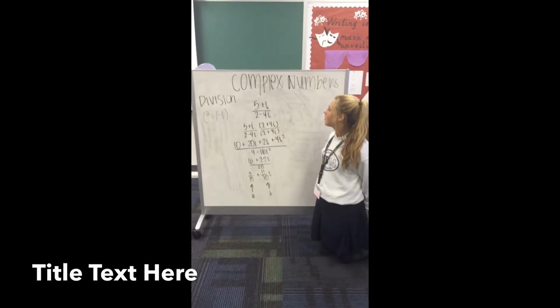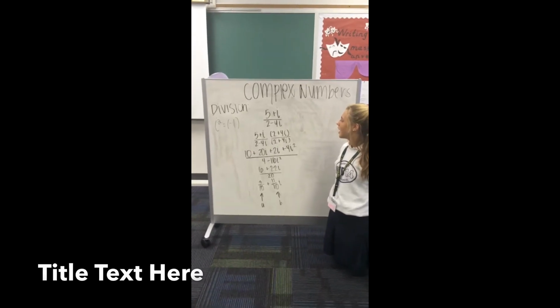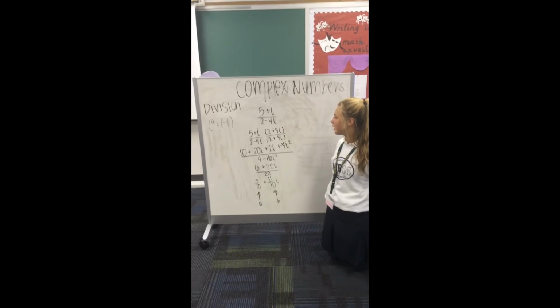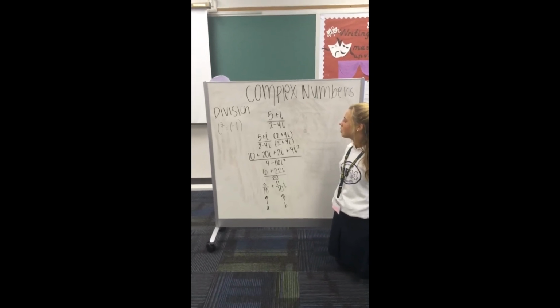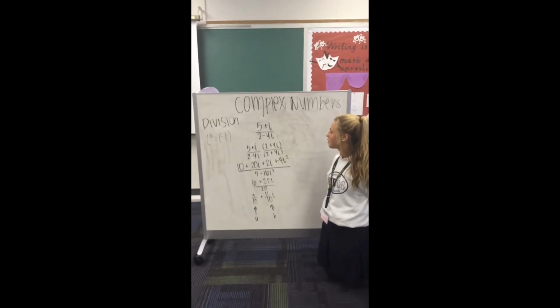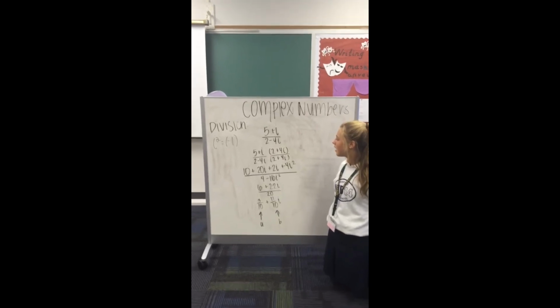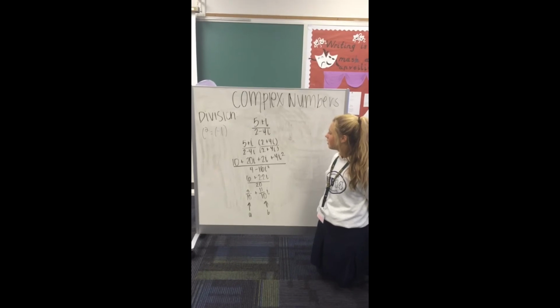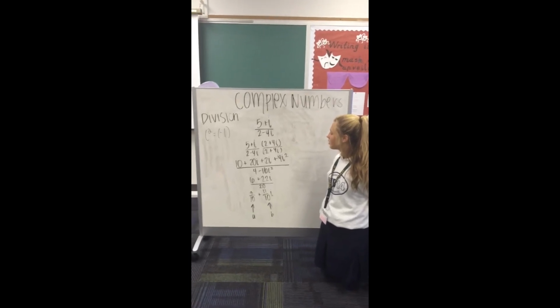The problem is 5 plus i over 2 minus 4i. And then you have to take the conjugate of the denominator and multiply it on both the top and the bottom. So you get 5 plus i over 2 minus 4i times 2 plus 4i over 2 plus 4i. So then 5 times 2 equals 10. 5 times 4i equals 20i.